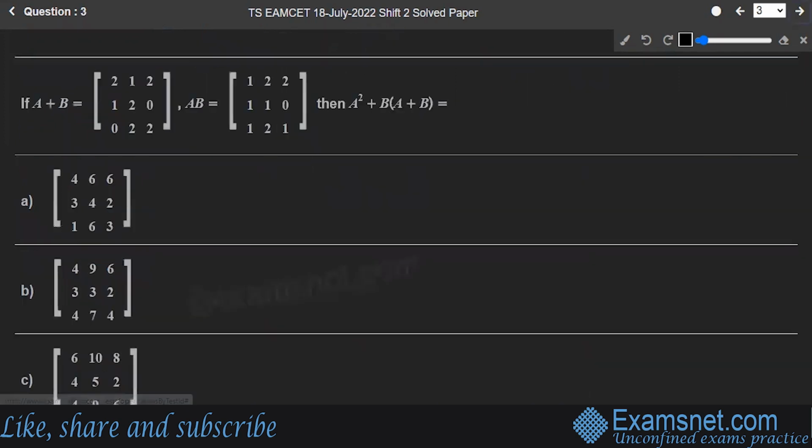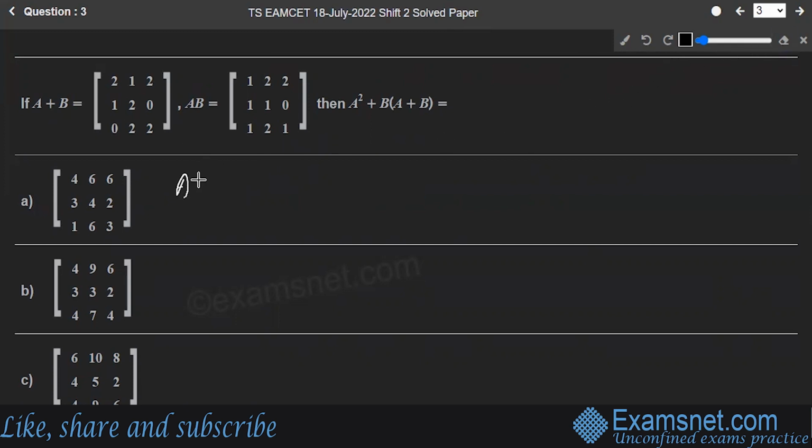Let's move to the next question, number 3. This is a matrix problem before us. You are given A plus B is equal to this, and A multiply B is this matrix. Then A square plus B into A plus B is equal to what? All right, so you are given the matrices. Let's write them down first. This is A plus B and this is A into B.